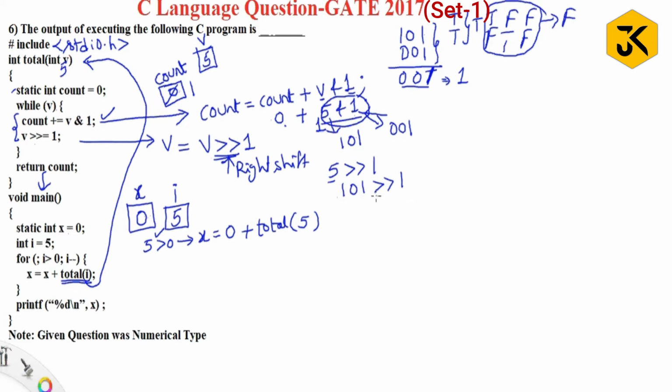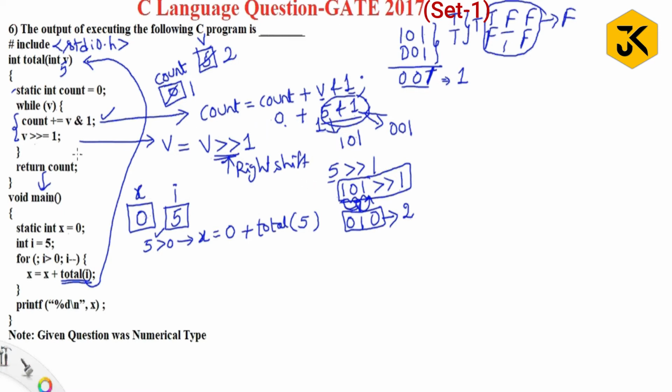Right shift by 1 means for this binary number I am going to shift everything right by 1 digit. If I right shift, what will happen? Here it will get 0, this 1 comes to this location, and this 0 goes to this location, giving 0 1 0. The last 1 will be eliminated. So whenever I perform the right shift operation, you get the value 0 1 0. So 0 1 0 is 2. That value will be stored in v, now 2.